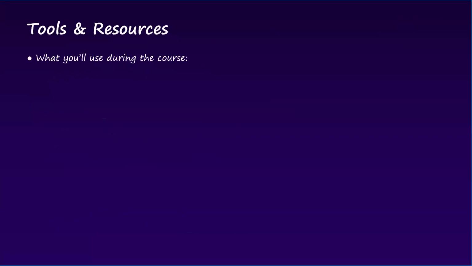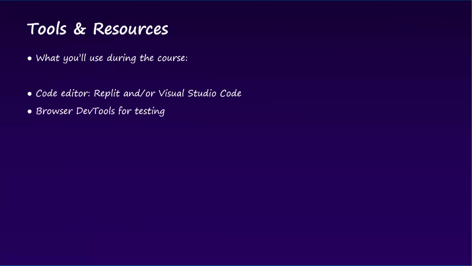Very simple. During this course, you'll be using a code editor. You can use Replit because you can start this course with your mobile phone. So when you're using your mobile phone, you can go to Replit, okay, to start learning, to do your coding. But if you're using a laptop, you can actually use Visual Studio Code, okay? We'll be using the browser dev tools for testing, all right? We'll be using GitHub, okay, for version control.